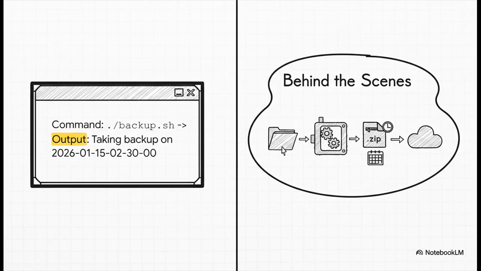And when we finally run our masterpiece, this is what we get. It spits out a confirmation message with the exact timestamp it created. Now, what you don't see here is that it's also creating that actual compressed backup file in the background. So every time you run this script, boom, a new perfectly timestamped backup. You've just automated a super important task.